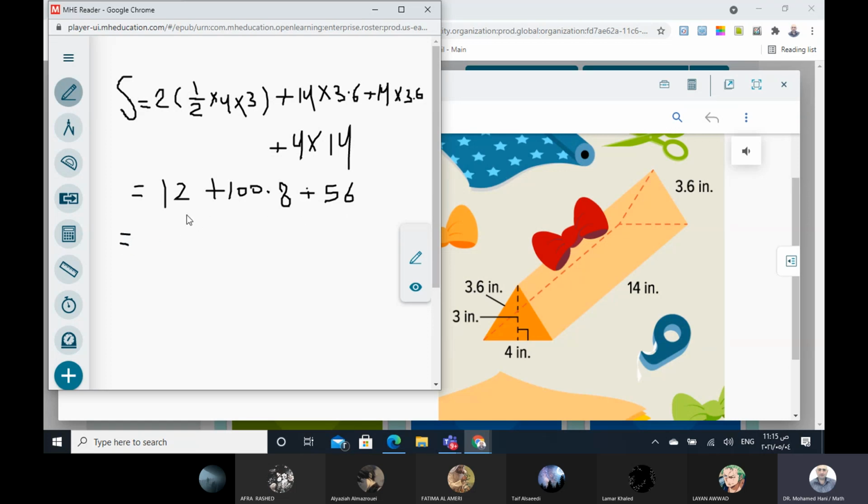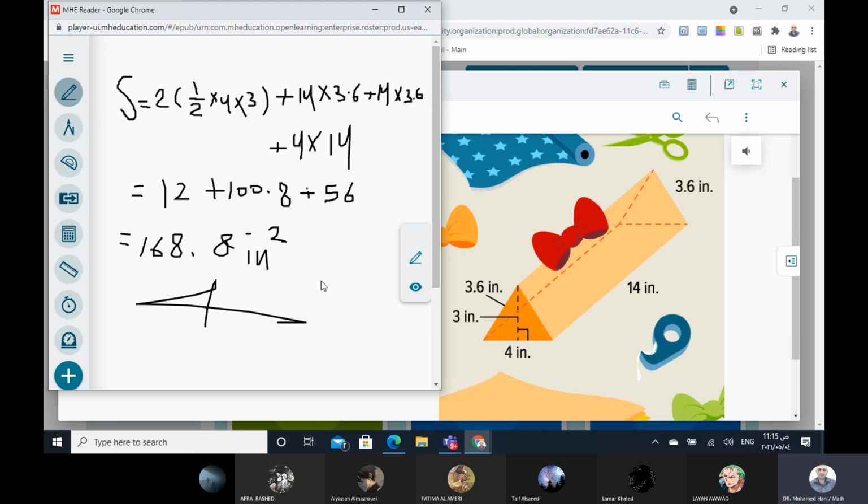Now we can add. We have here 12 plus 100.8 plus 56. So the answer will be 168.8 inches squared.